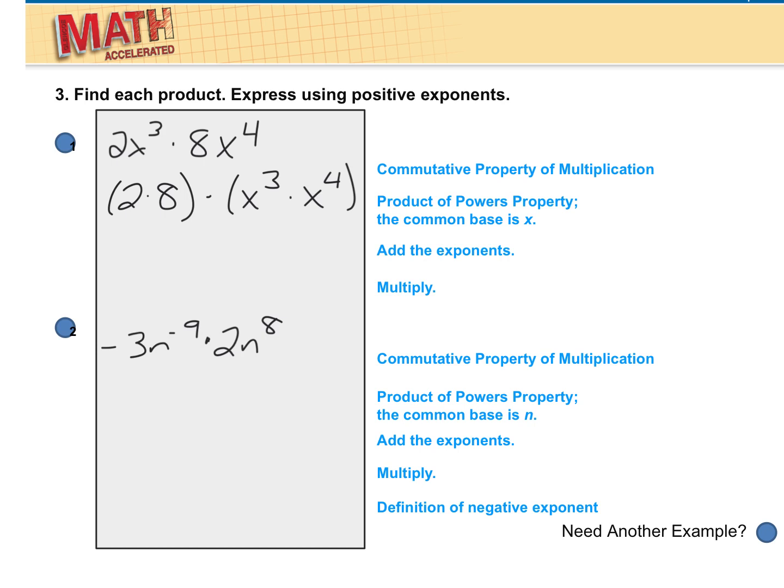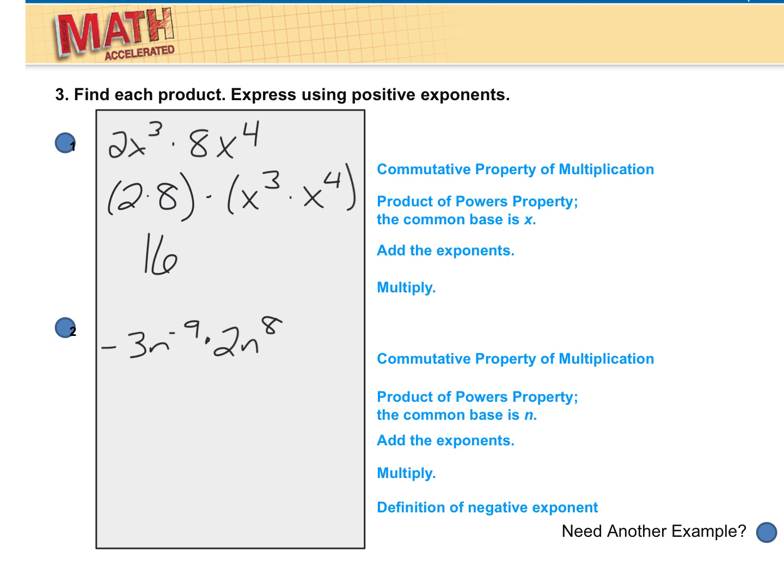Start on the left. What does 2 times 8 equal? 16. Look at the right set of parentheses. What do you notice there? They have exponents. What else do you notice there? They're the same base. Same base, so what do we do? What do we do when we have the same base? Keep it.